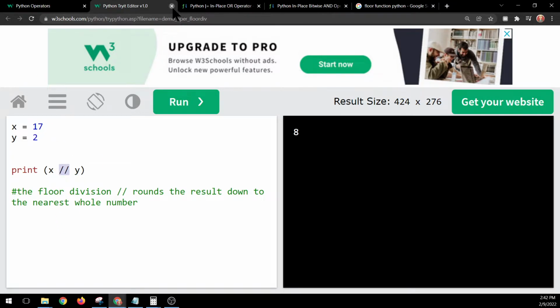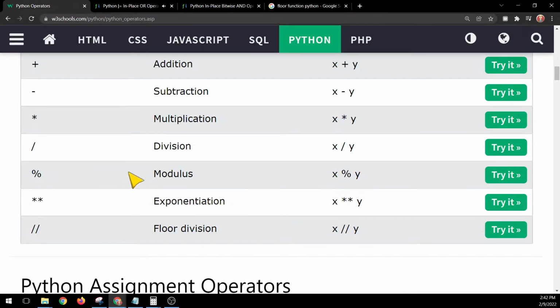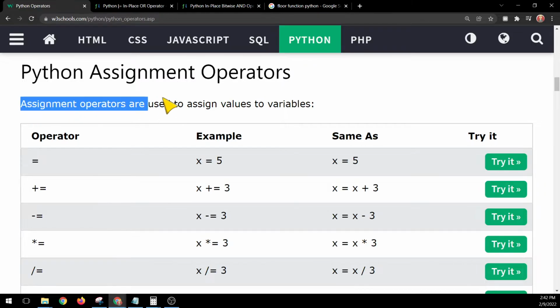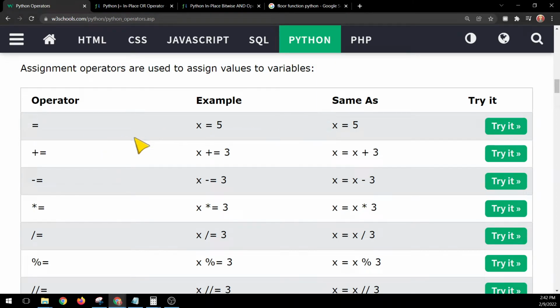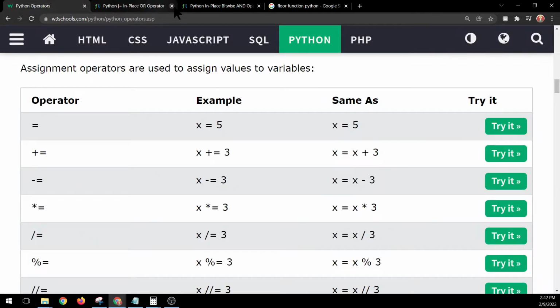Okay, let's go on to the next one. So we did that. So Python assignment operators. Assignment operators are used to assign values to variables. We've already seen a lot of this in the other tutorials, but this is just to give it a try. Okay, we'll skip this one because we've done it already. So plus equals. Let's try this one.